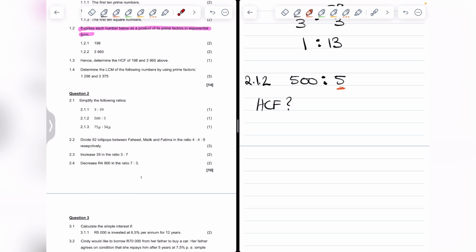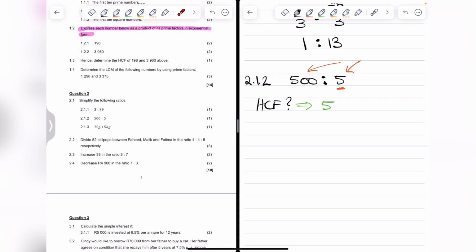because if you think about it, if you think in terms of the highest number that can divide into both numbers, which are these two, that highest common factor cannot be larger than 5, because 5 basically sets the limit. So if 5 can divide into the other number, it means that 5 is the highest common factor. And in this case, 5 can go into 500. So I'm going to divide. So my highest common factor is then 5.